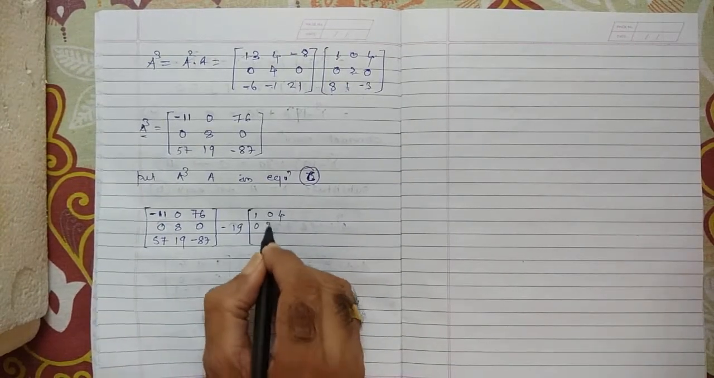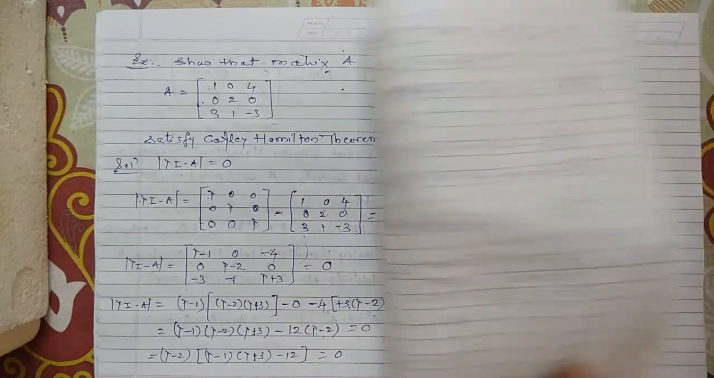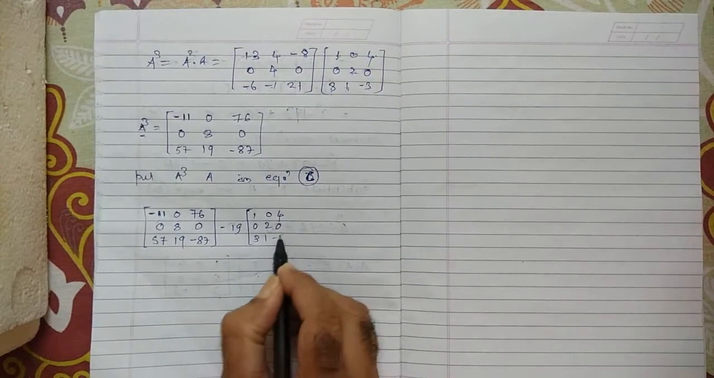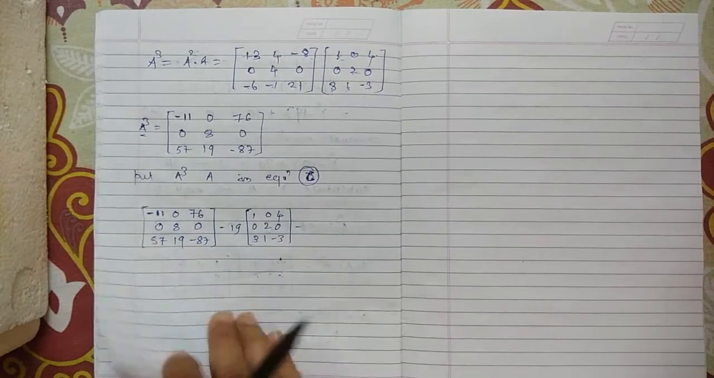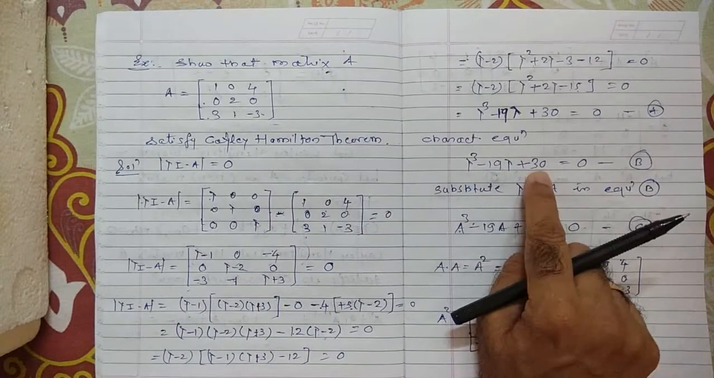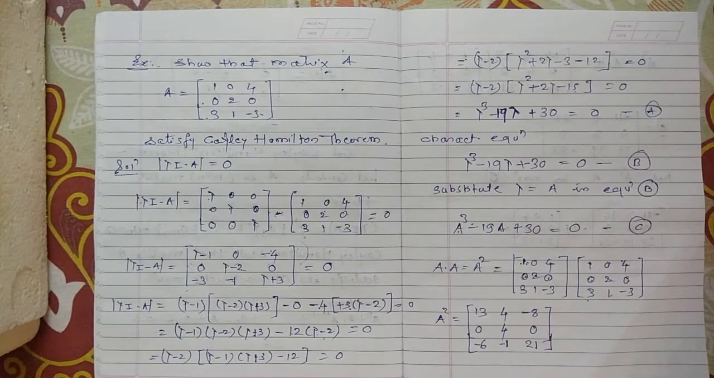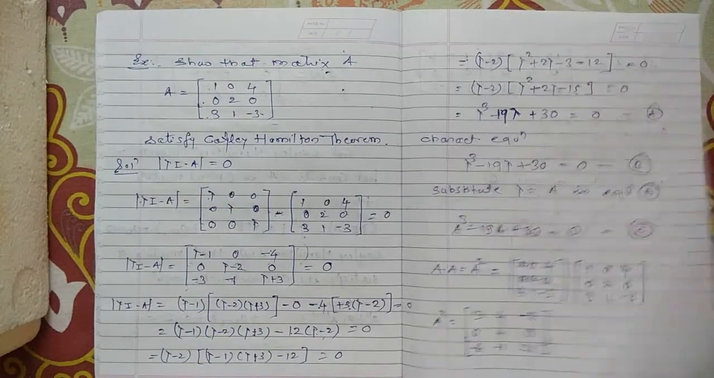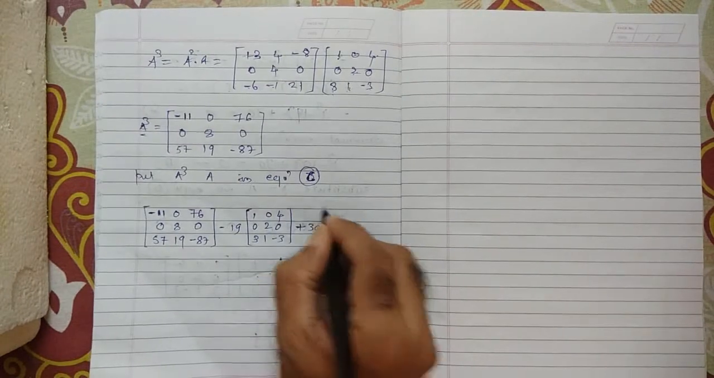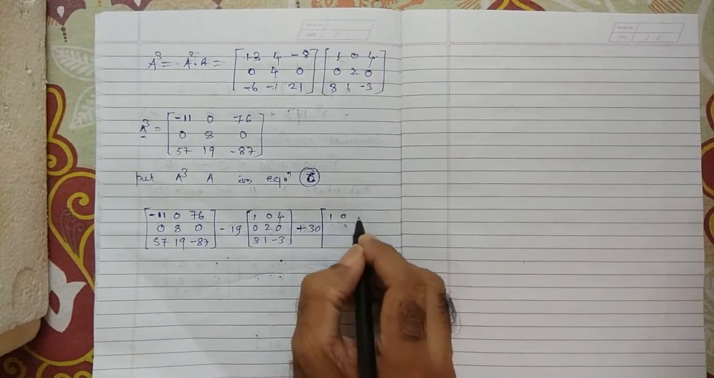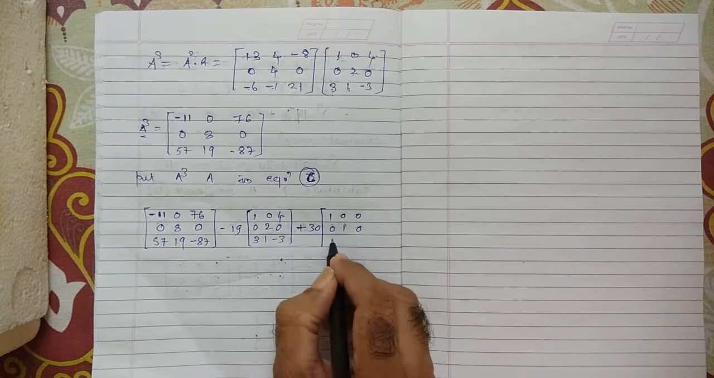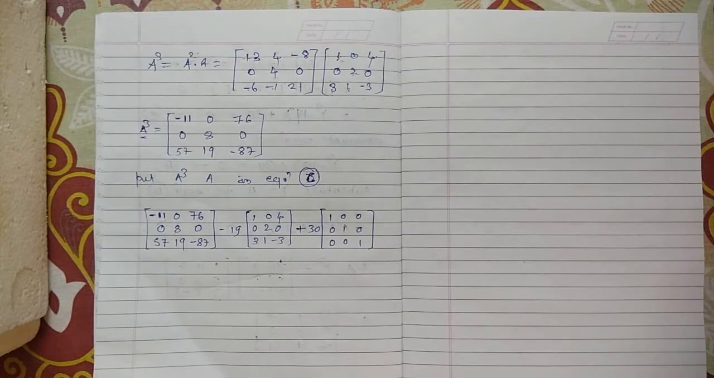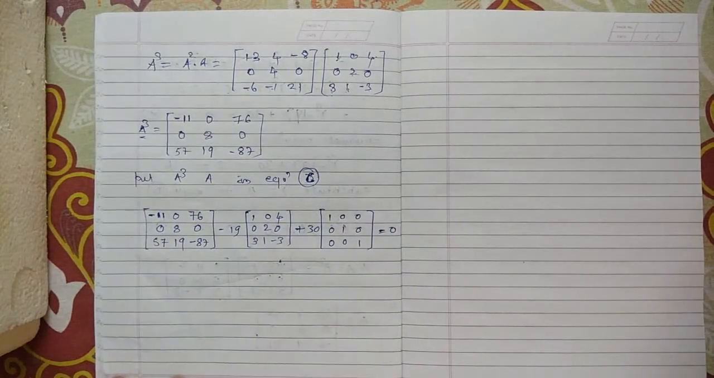And then [3, 1, -3]. This is 19A plus 30. Now this is constant, so we will write down plus 30 multiplied by I, that is [1, 0, 0], [0, 1, 0], [0, 0, 1]. It must be equal to 0.